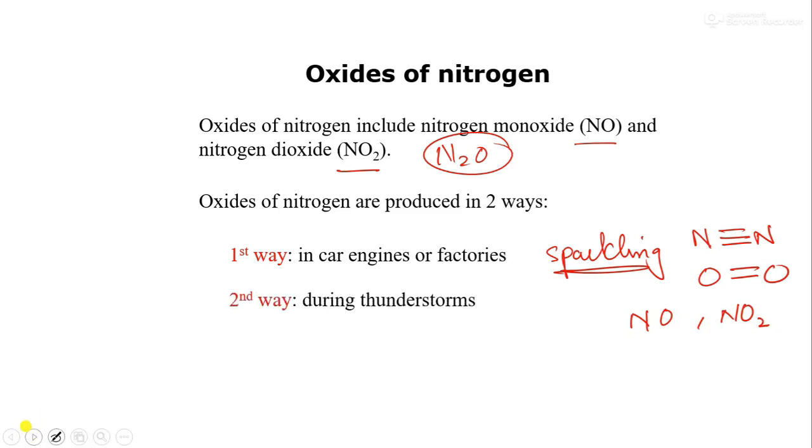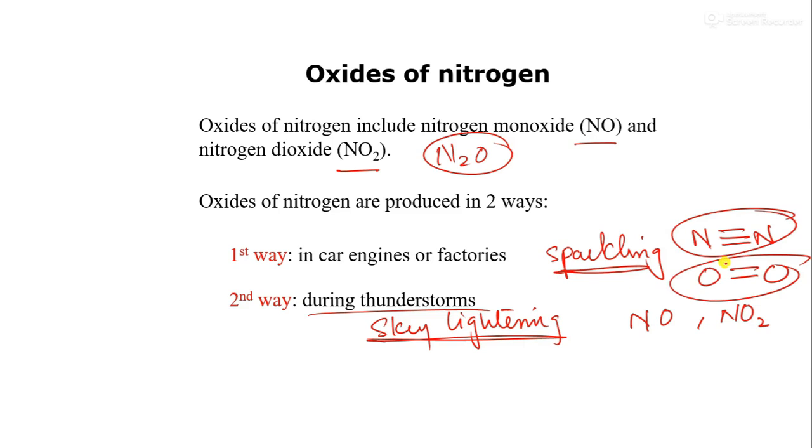Second is during thunderstorms. It is a natural source. Sky lightning can also cause nitrogen oxides to be produced because it also contains a lot of temperature. So it can easily break down the molecule of nitrogen and molecule of oxygen. Then these nascent nitrogen and oxygen combine together and form oxides of nitrogen.